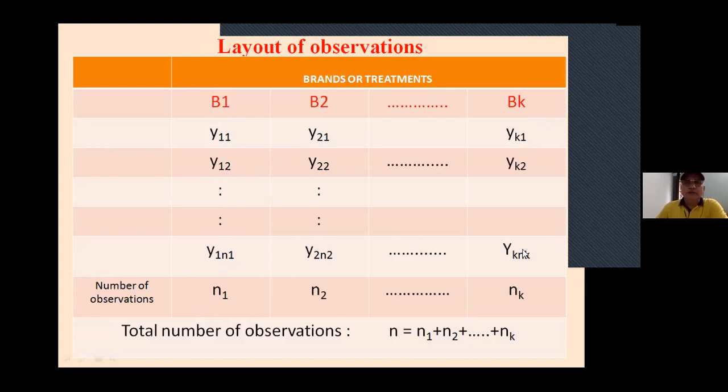Hopefully you understood the problem, right? And how many total observations we have? N1 from this, N2 from this, and NK. So the total number of observations will be N, and N will be nothing but N1 plus N2 plus up to NK. So this is your total N.